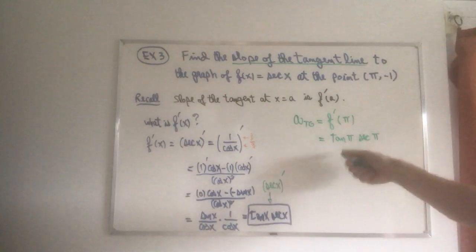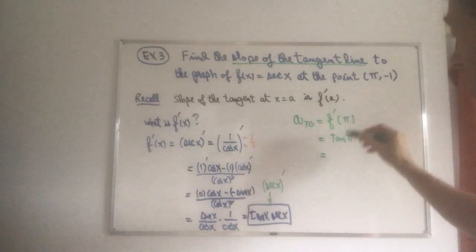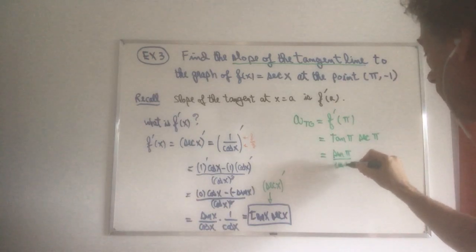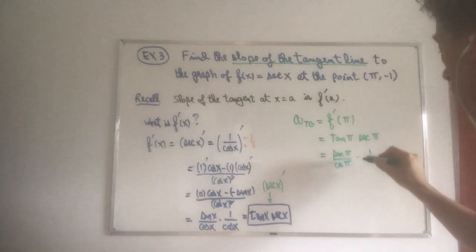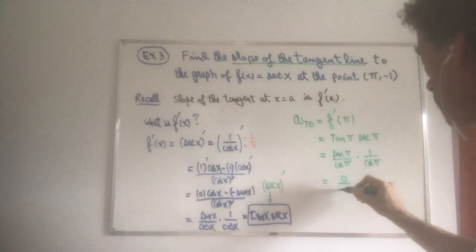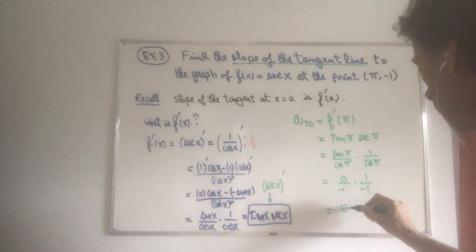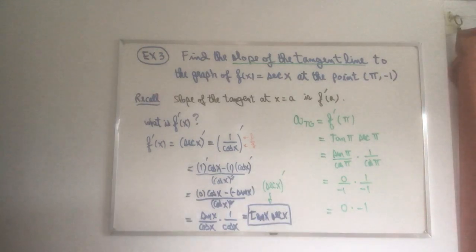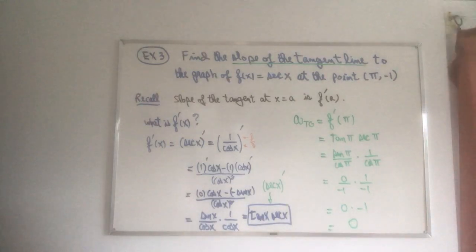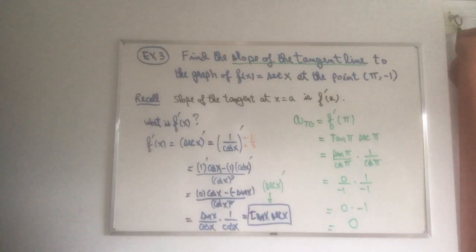So all we got to do is actually put that into the calculator and we should be done. That is sine pi over cos pi times 1 over cos pi. Sine pi is 0, cos pi is minus 1, and cos pi is minus 1. So that is 0 times minus 1. What is 0 times minus 1? The answer is 0. The slope of the tangent line is actually equal to 0.